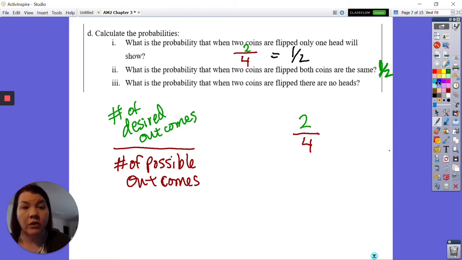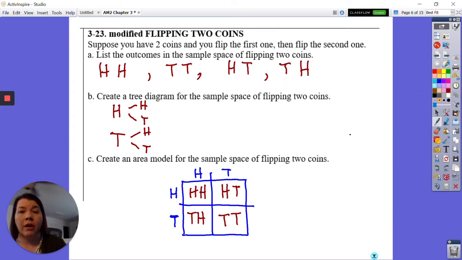I didn't want to change colors. Go ahead and put that in black though. Okay. And then last, so this is the word that goes with that one. And then last, what is the probability that when 2 coins are flipped, there are no heads? So looking at our sample space, the only one with no heads is this tails, tails.